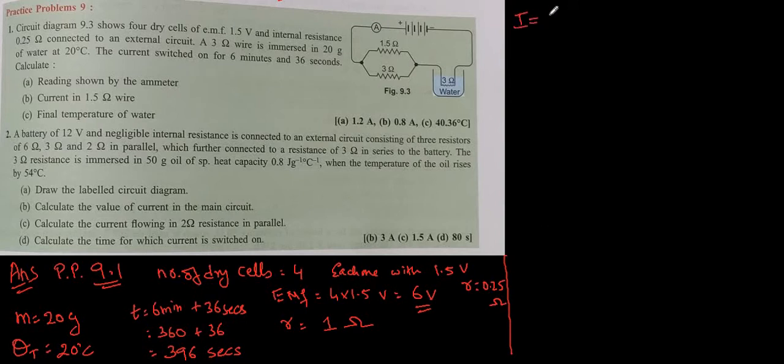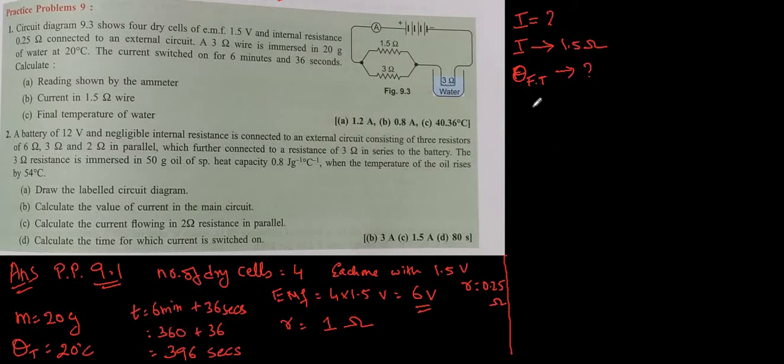Reading shown in the ammeter that we have to find out, so I will write here, we have to find out I question mark. We have to find out the current I passing through the 1.5 ohm wire in the parallel one, and we have to find out the final temperature. So I will write down final temperature straight away, that is theta final. So these three things I require to find.